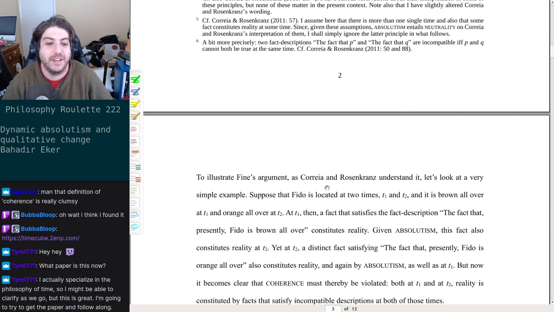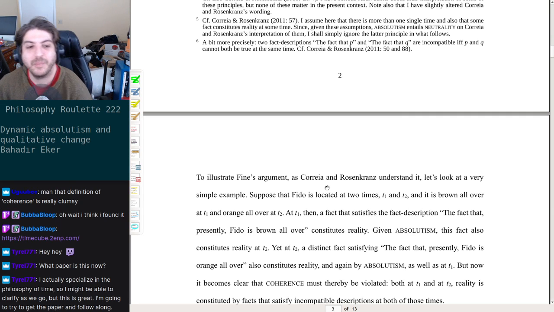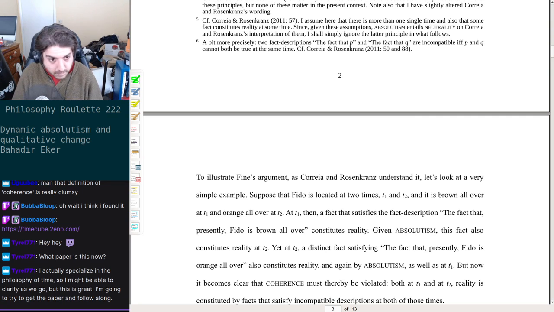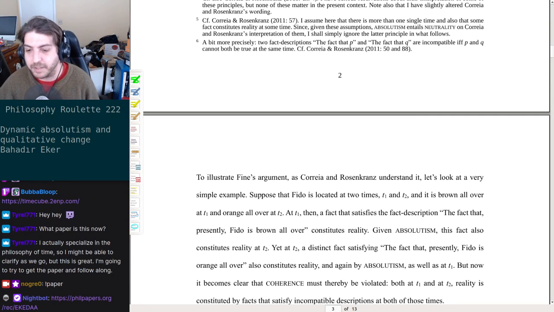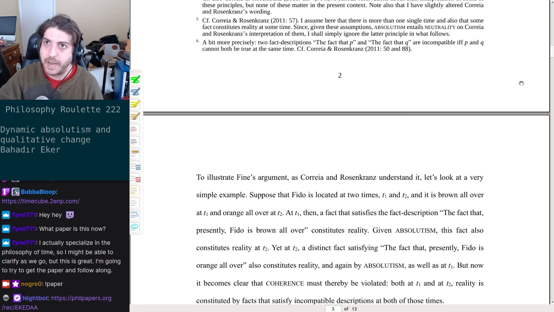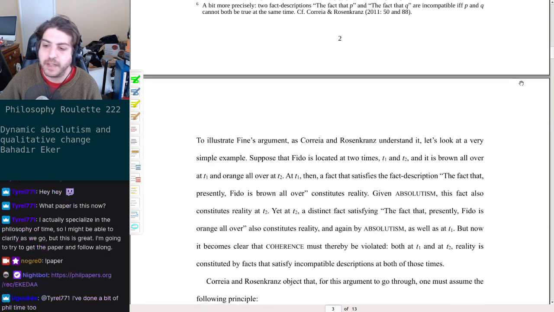You actually specialize in the philosophy of time, so I might be able to clarify as we go, but this is great. I'm going to read the paper and follow along. Okay, yeah, cool. I mean, there's the link to it. That's awesome that you can probably correct a lot of things I say in that case. But I mean, basically, what happens here is that they're trying. We've got experts better than me.